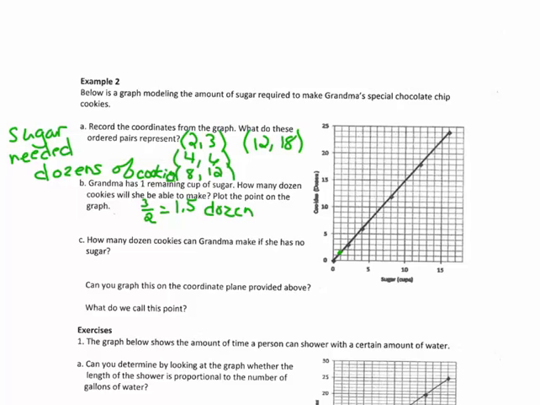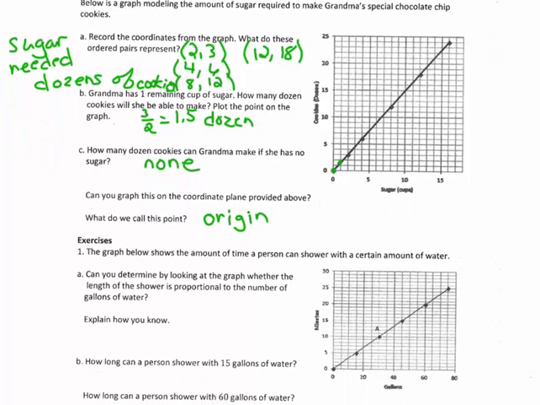How many dozen cookies can Grandma make if she has no sugar? Well, if she has no sugar, she can't make any cookies. None. 0. Can you graph this on the coordinate plane provided above? Yep, it's right here. There's the point. What do we call this point? That's our origin. So from a graph, you should be able to find the origin. You should also be able to find the unit rate, because it's where the x column, whatever's down here, is going to give you 1. This is your independent variable. This is your dependent variable.